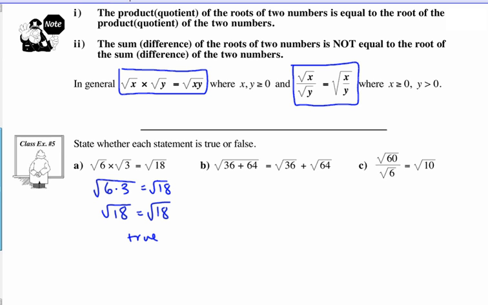How about this one? Is there a rule for addition? No, so this is false. And how about division? Can we actually divide these? Yes, we can put them all under one square root. And 60 divided by 6 is 10, so this is true. So it does not work for addition or subtraction, but just products and quotients.